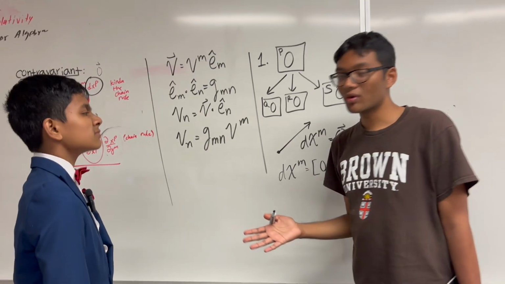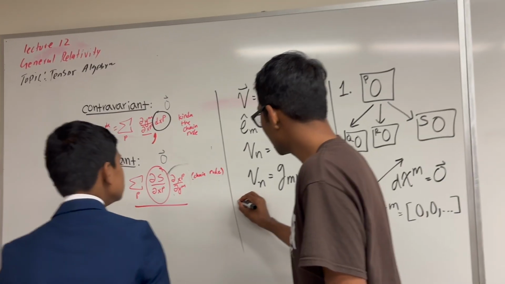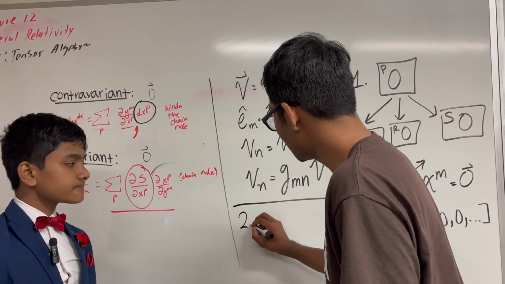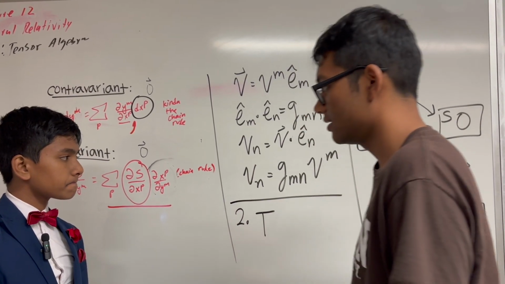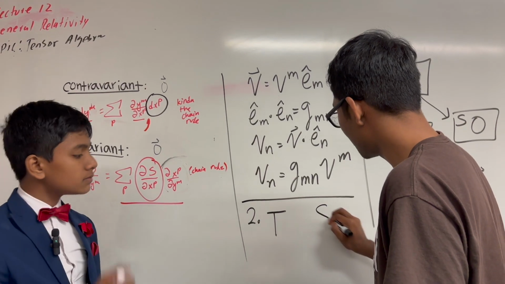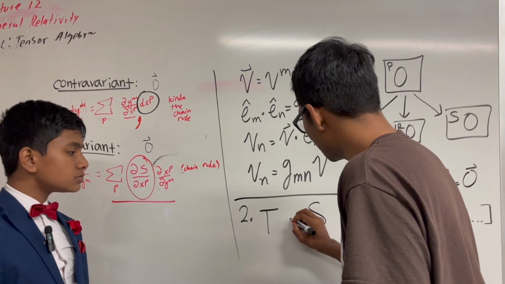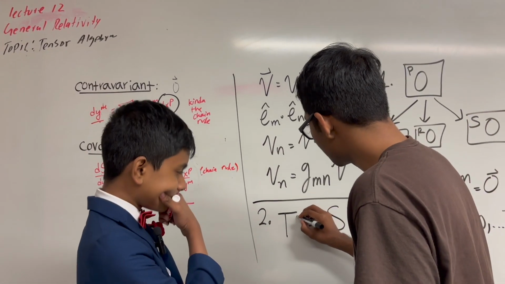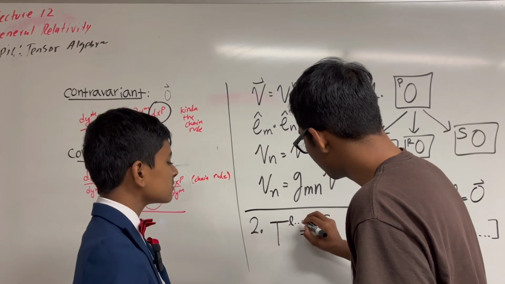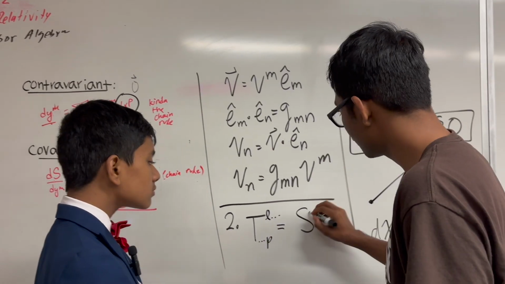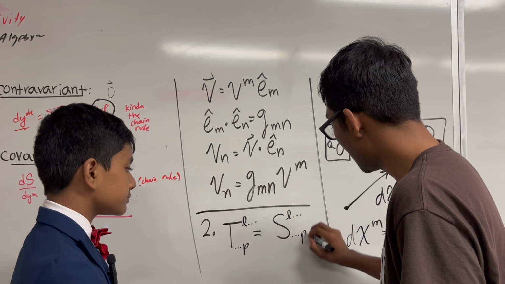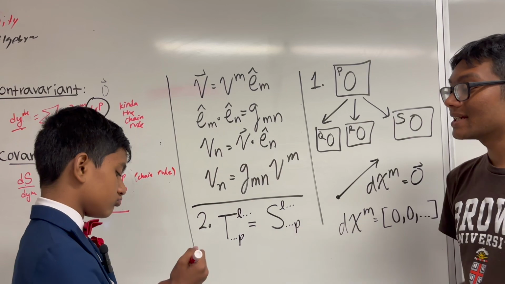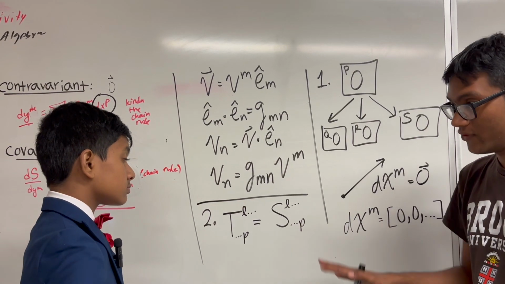But even more importantly, if a tensor equation is true in one frame, it's true in all frames. Let me show you what I mean. Let's say I have a tensor t and a tensor s, each with some indices. Let's say that in some coordinate frame, they're equal. Then guess what? They will be equal in all frames.